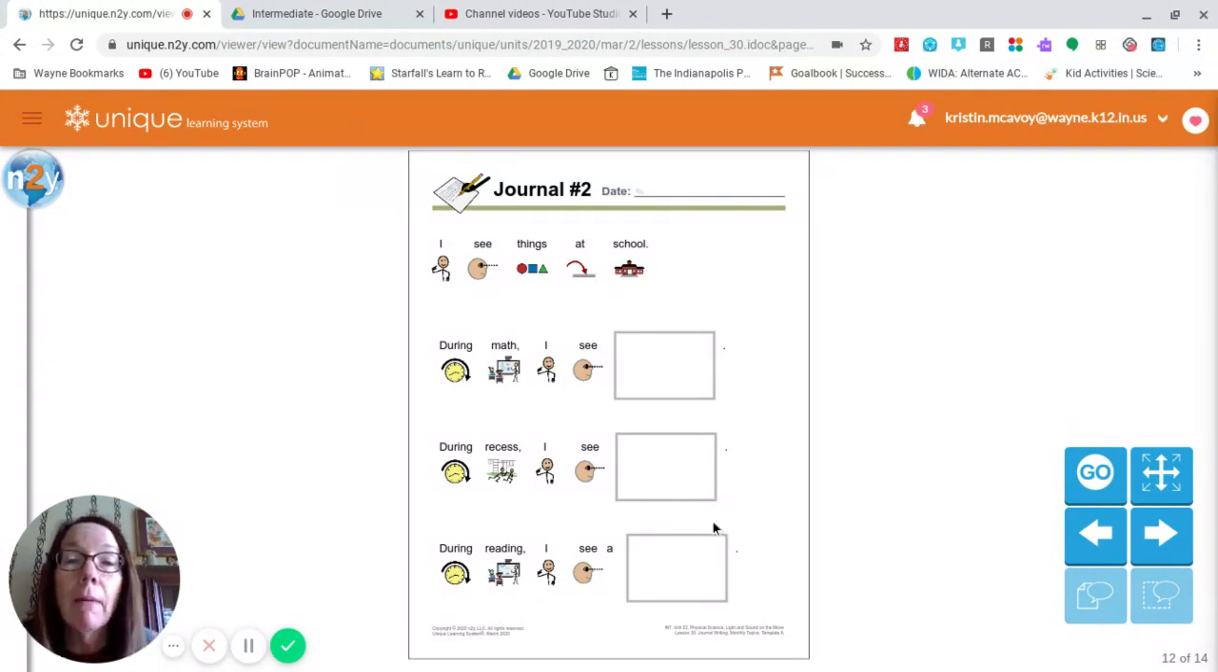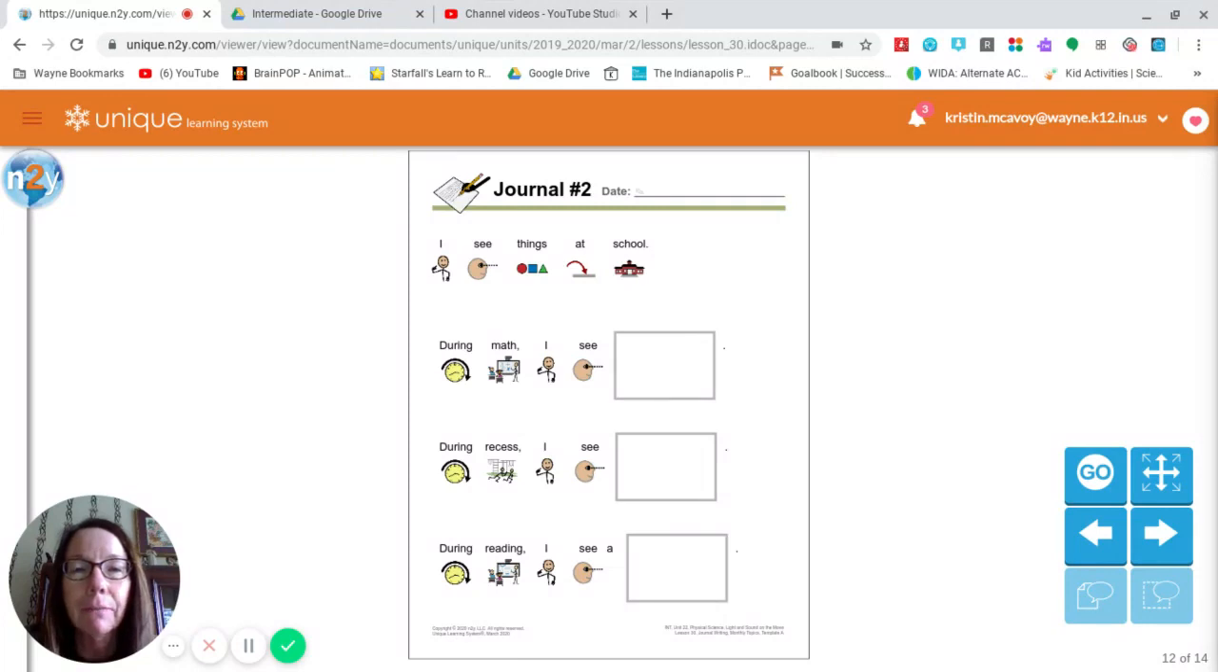Okay, so up here at the top, it says date. And I already talked to you about today's date is April 14th. And if you remember from calendar time this morning, that's the date. And the digital date was 4/14/2020. So you can put that in there. And you don't have to put your name on it because your name's going to be on that front page that says my writing journal.